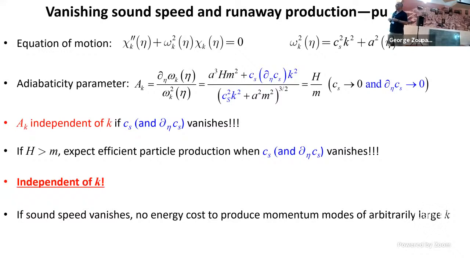So if H is larger than the mass, one expects efficient particle production when c_s and the derivative of the sound speed vanish, independent of k. So you just pile up higher and higher momentum modes. And again, if the sound speed vanishes, there is no energy cost to produce momentum modes of arbitrarily large k.